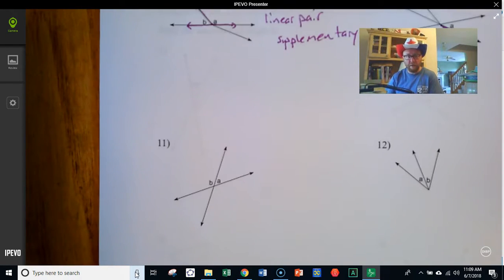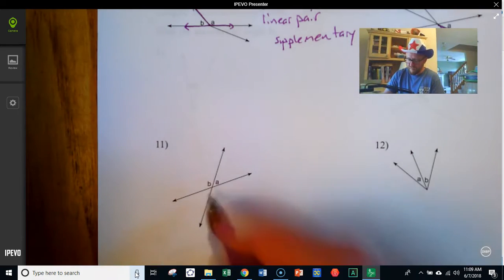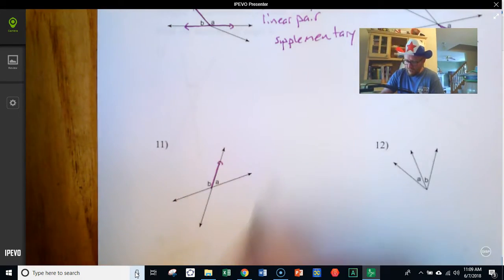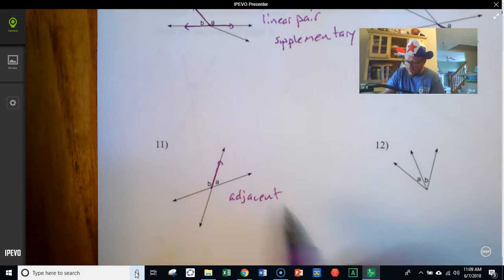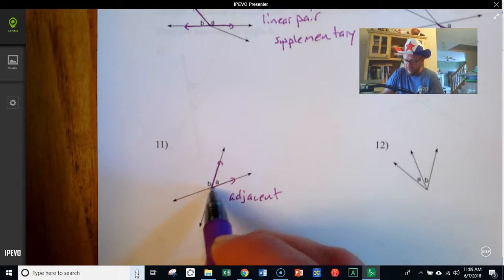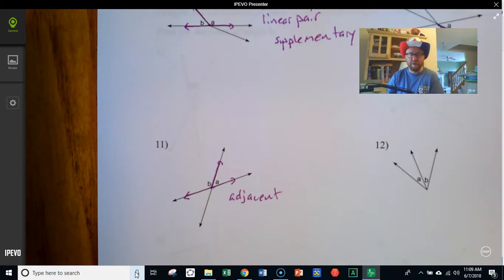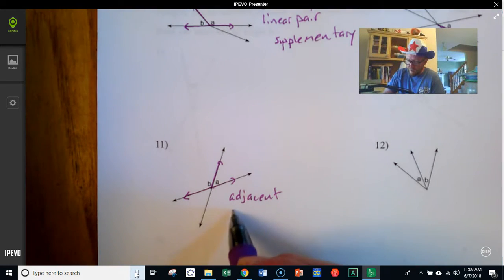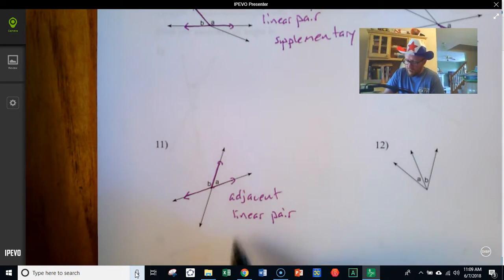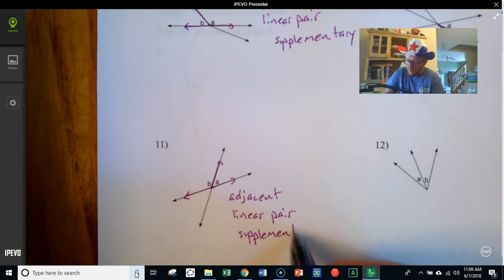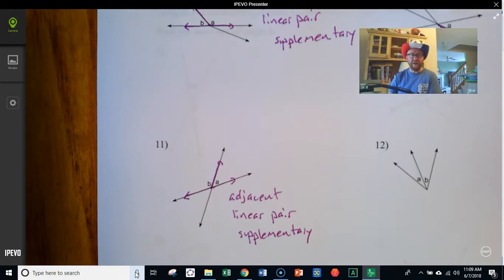Okay, A and B. Well, there's a common side, so they are adjacent. Their other two sides that they don't share, those come together to make a straight line. So linear pair, and of course we have supplementary because their measures add up to 180 degrees.